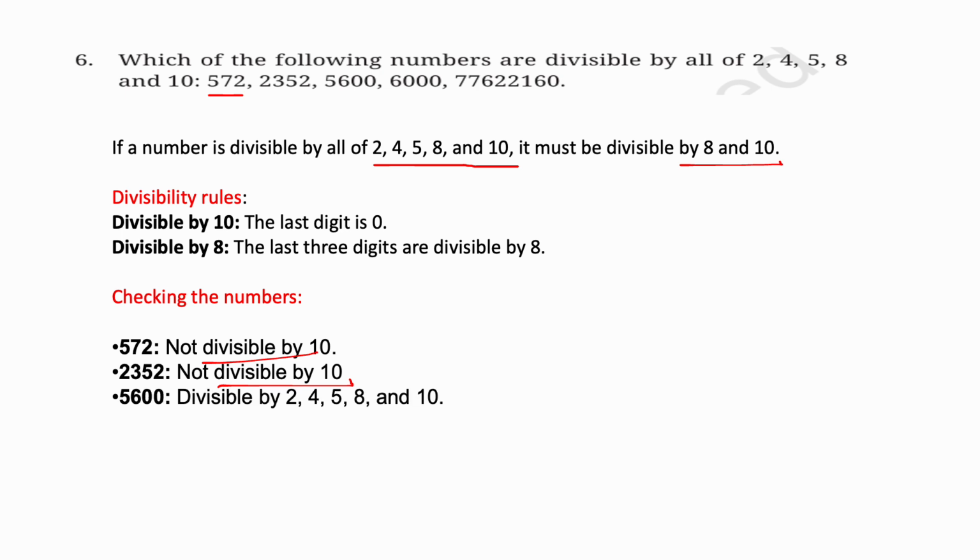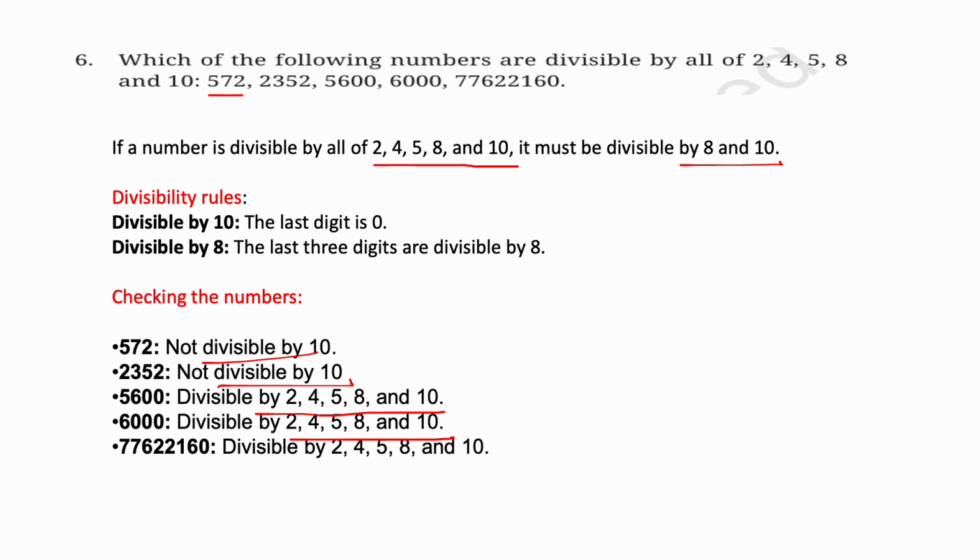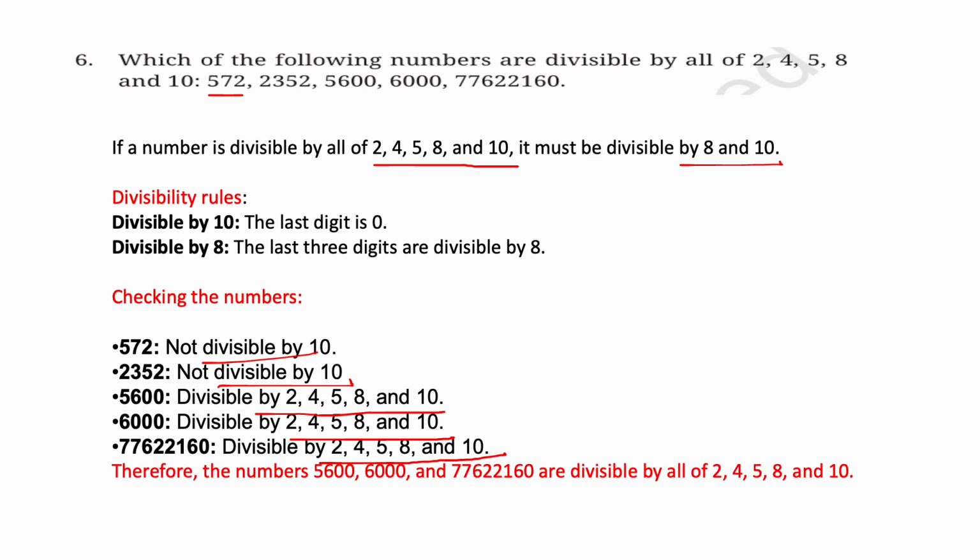5600. This is divisible by 2, 4, 5, 8 and 10. The next one, 6,000. This is divisible by 2, 4, 5, 8 and 10. The next one, 7 crore 76 lakh 22,160. This is also divisible by 2, 4, 5, 8 and 10. Therefore, the numbers 5,600, 6,000 and 7 crore 76 lakh 22,160 are divisible by all of 2, 4, 5, 8 and 10.